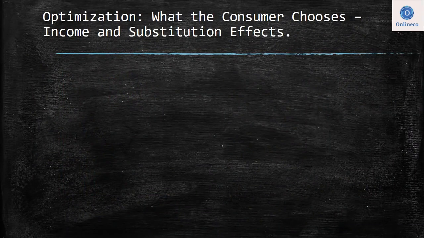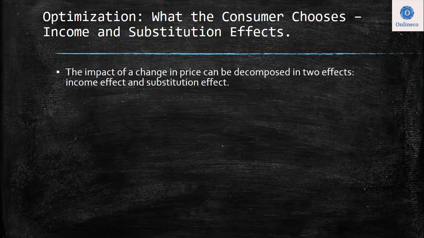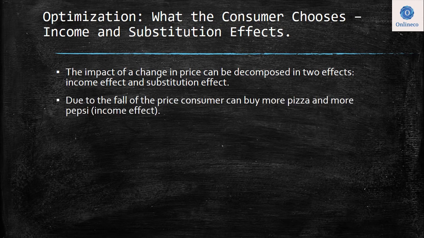What the consumer chooses: income and substitution effects. Then we know that the impact of a change in price can be decomposed in two effects: the income and the substitution effect, and the sum of them will give us the total effect. So due to the fall of the price, the consumer can buy more pizza and more Pepsi. So this is the income effect, right? Because of the fall of that price.